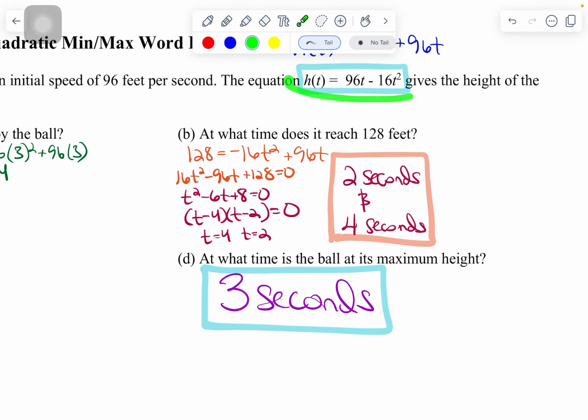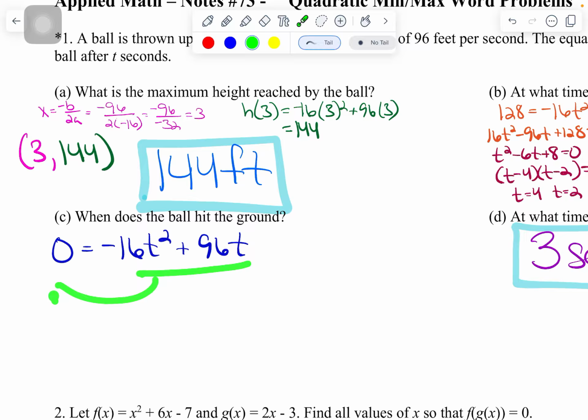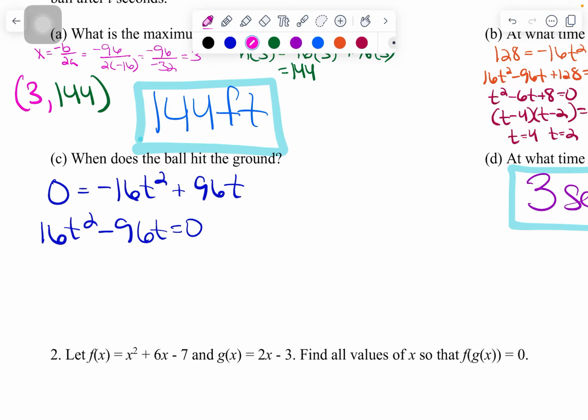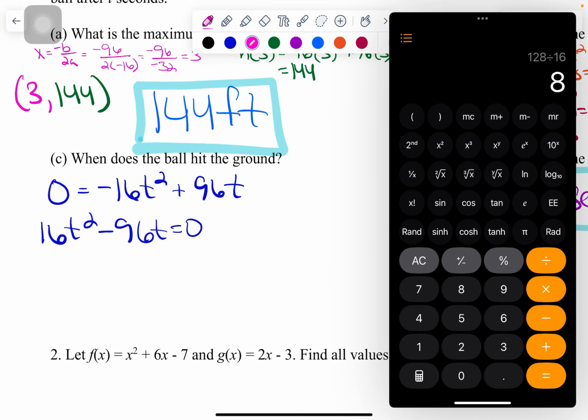Again, not a huge fan of having the t squared negative, so I'm just going to flip the whole equation around. I'm going to move these two pieces to the left, and then move the 0 to the right. You don't have to. I just have a preference for having that t squared positive. So 16t squared minus 96t equals 0. I already showed you in the last problem that everything is divisible by 16, so to reinforce, we can divide out the 16. So we've got t squared, and as a reminder, 96 divided by 16 is 6. So minus 6t equals 0.